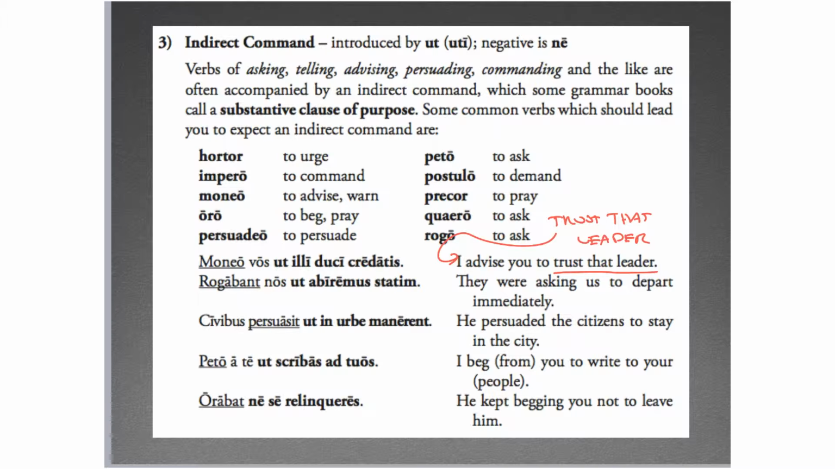There will be some sort of command verb to introduce it as part of the main clause. Again, I can't have an indirect command with a verb like run. I need some sort of ordering verb. Again, it'll be a little broader than just ordering, but that is the basic idea. And then these are just different examples of indirect commands, and you can see the Latin to the left. But you can see all the uts. That's going to introduce my indirect command, and the negative is ne, as in that last example.